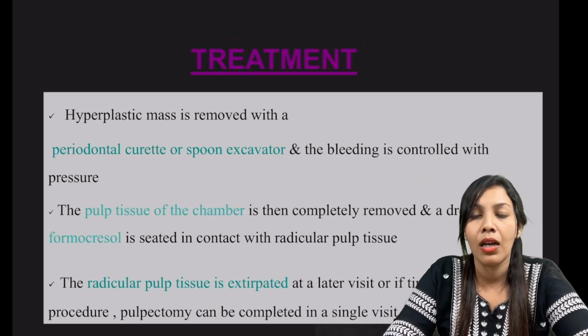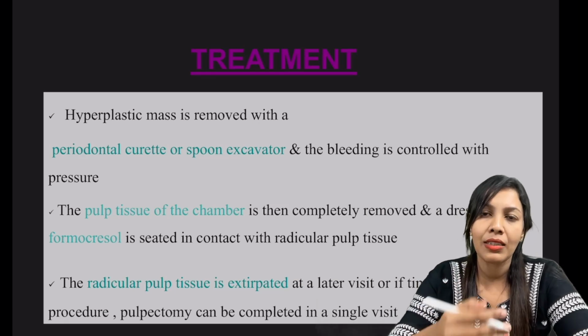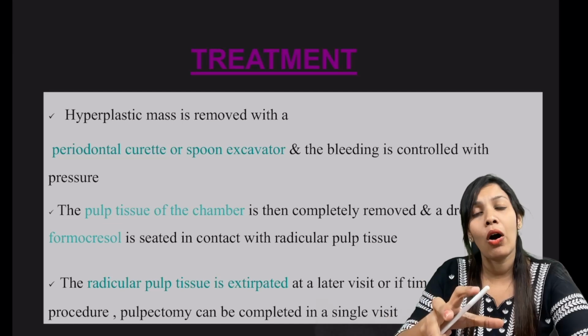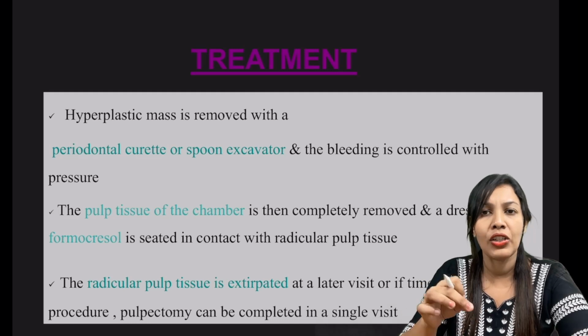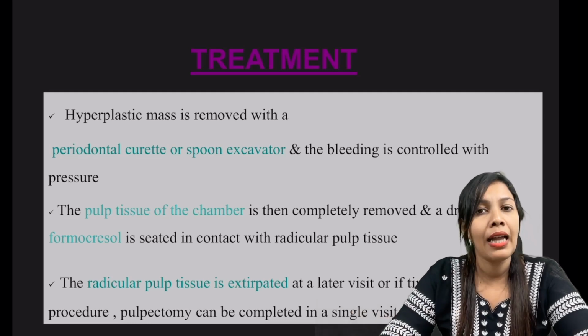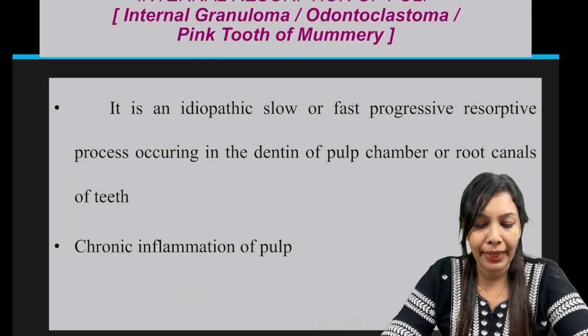It is symptomless. What is the treatment? Of course, the pulp is inflamed. We have to go for extirpation or a root canal treatment, where we'll be using spoon excavators to remove the involved or inflamed granulation tissue. Further, we'll be opening the chamber and doing the root canal treatment. That is the treatment part of this hyperplastic pulpitis.